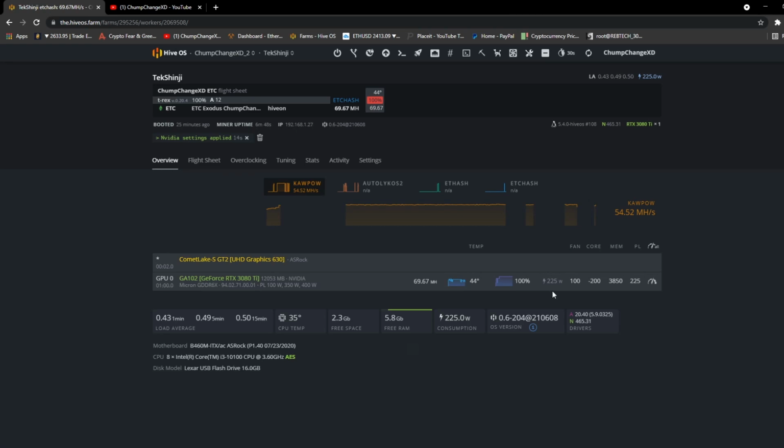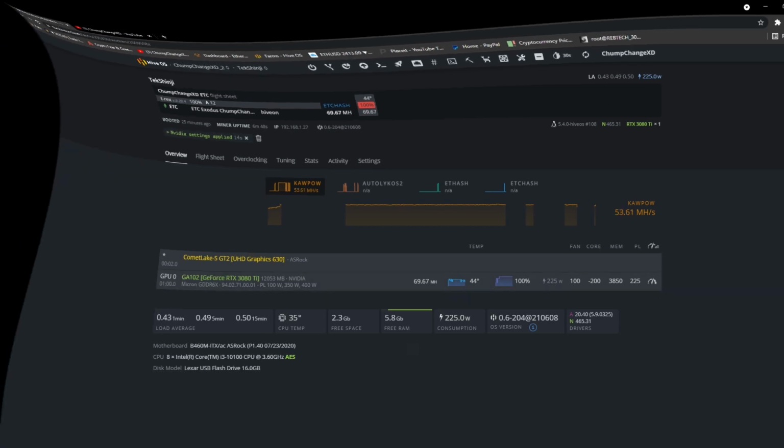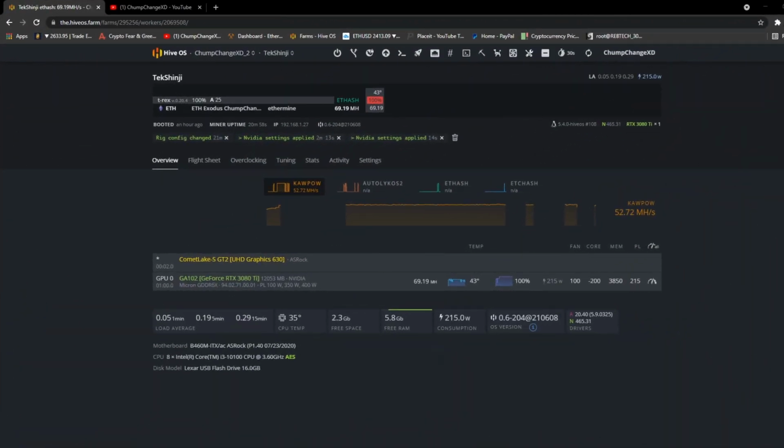Let's get over to Ethereum. I want to show you guys what we're pulling there. All right, so here we are on ETH. As you can see, we're getting 69.19 mega hash. We're doing 215 watts in the software. Again, adding 50, about 265 at the wall. 100 on the fan, just for testing purposes, so it doesn't thermal throttle. Negative 200 on the core, and 3850 on the memory. Power limit, 215. This is the best setting that we have found.